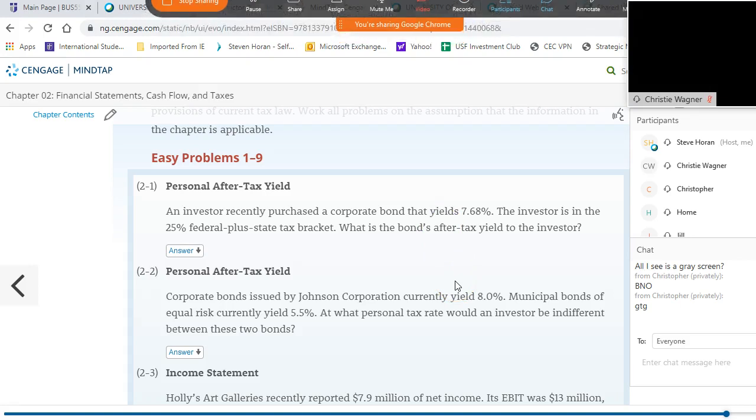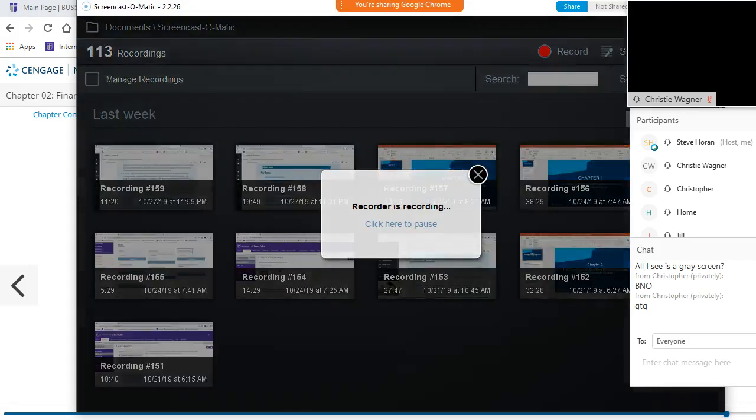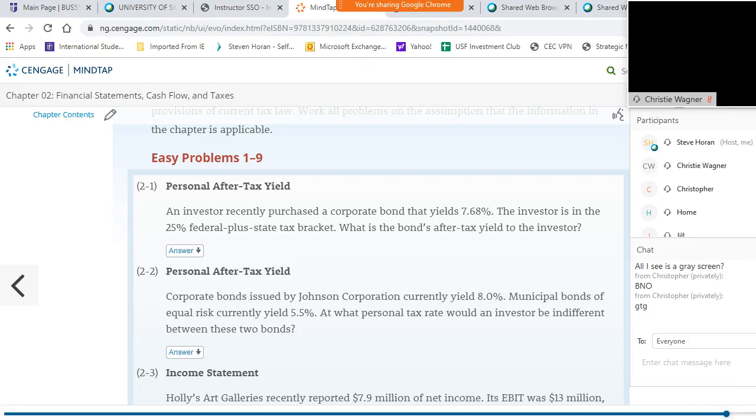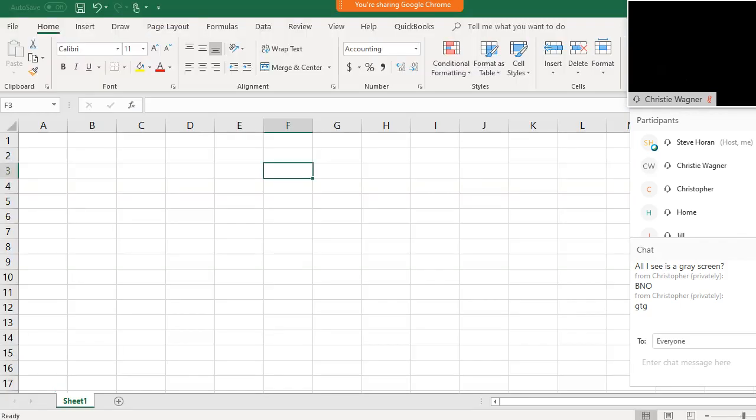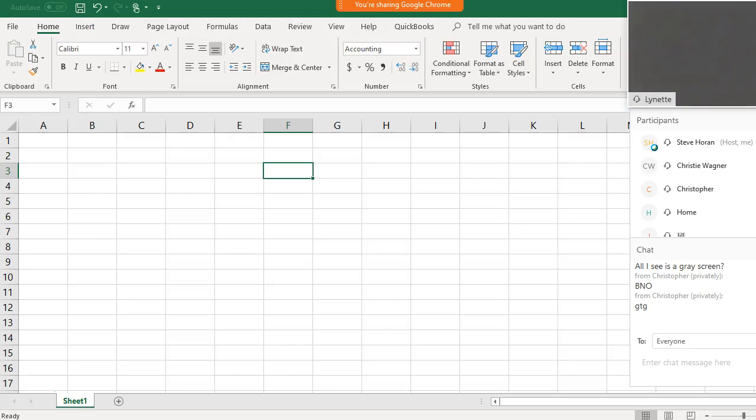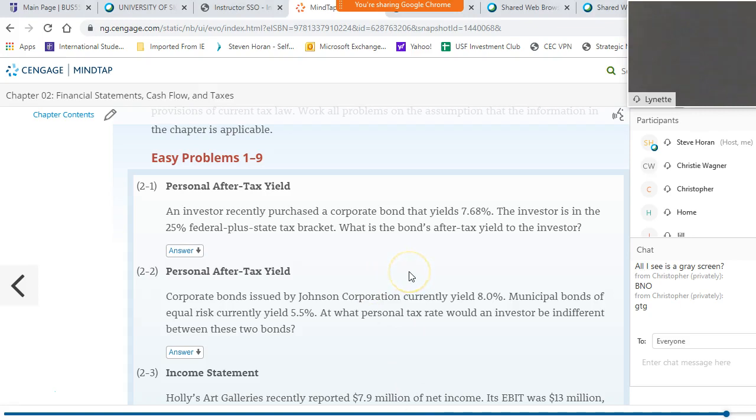Do you see it now? Do you see the ebook now? We see the ebook yet. Okay. What do you see right now? Gray screen. Wow, that's crazy. How about now? Do you see the ebook? Ebook. Okay.